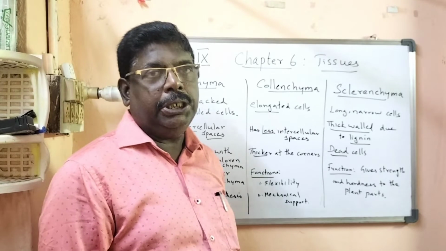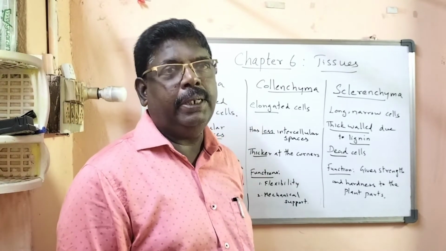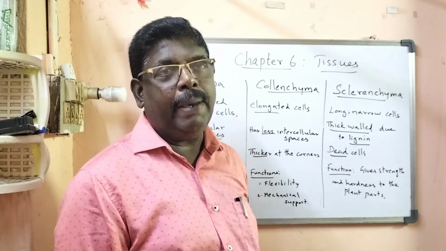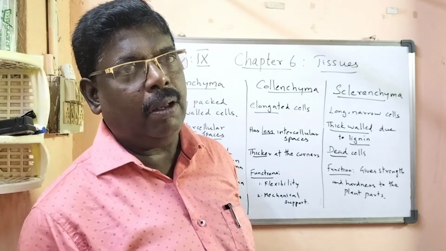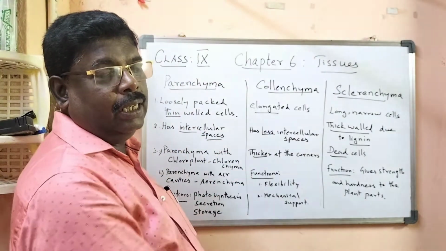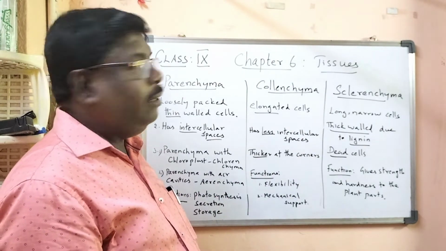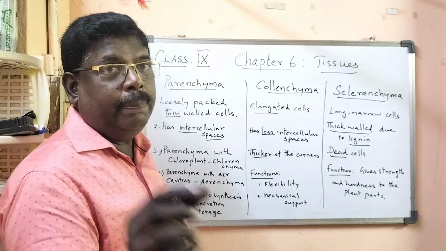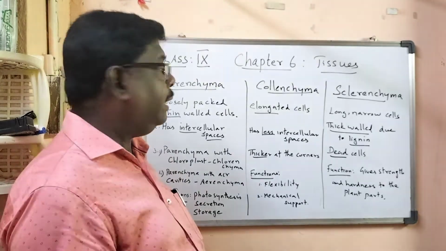Okay, in plant tissues, under simple permanent tissues, we saw three types: parenchyma, collenchyma, sclerenchyma. About that, we will see the characteristic features in a tabular form. Simple permanent tissue, first one, parenchyma.